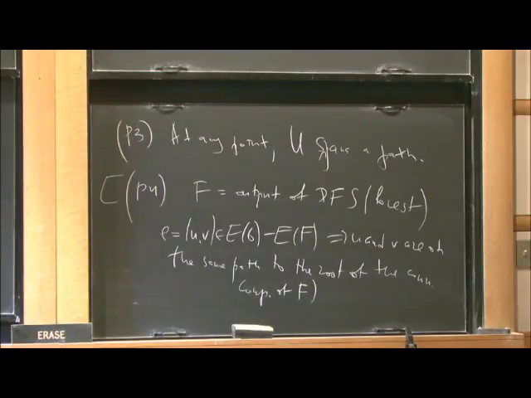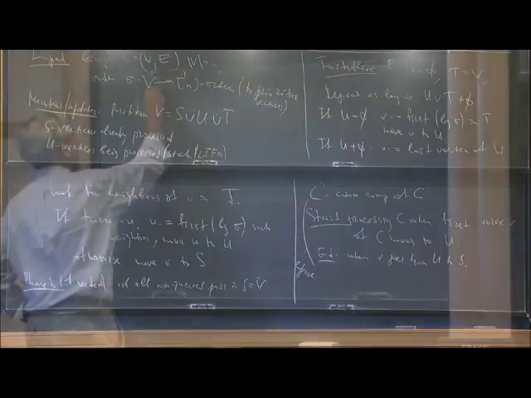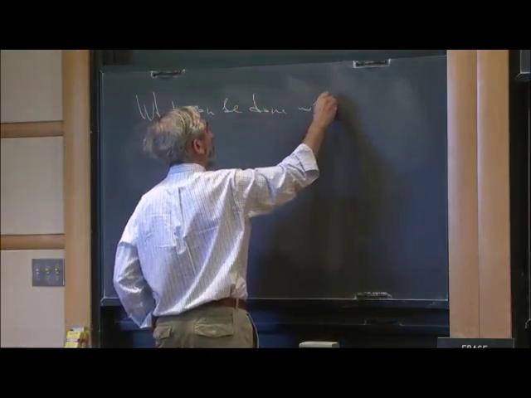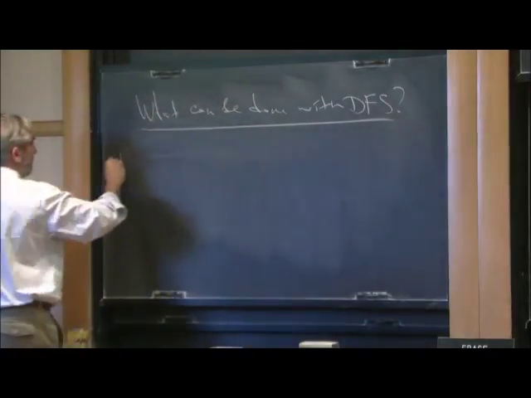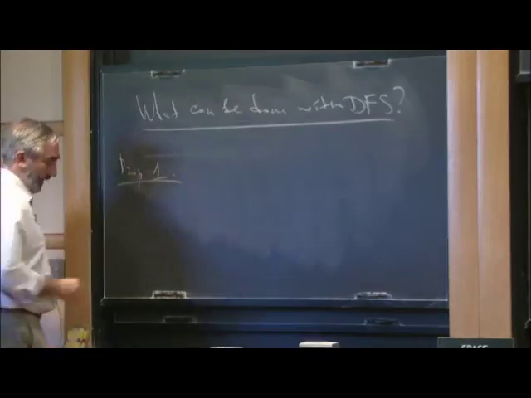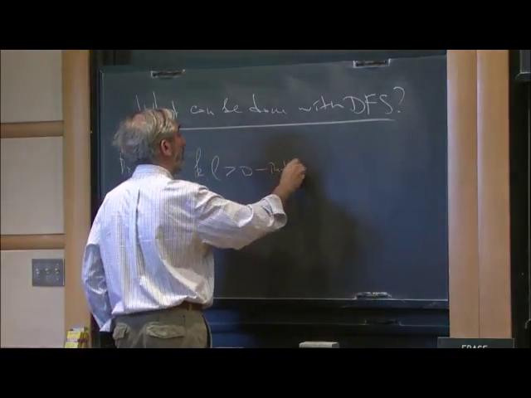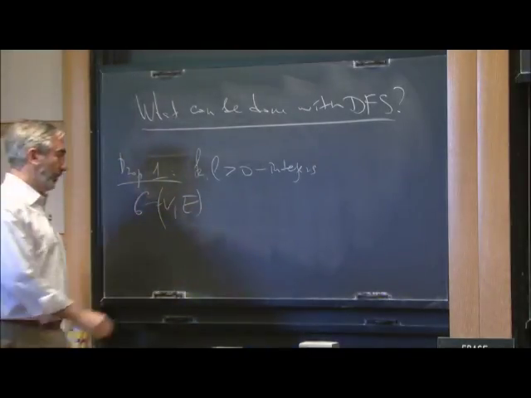So now let's see what we can derive from it. And it turns out that in terms of finding long paths, there are a lot of nice tools and results you can derive from this simple description. What can be done with DFS? So here's the first proposition. Proposition 1. Suppose we have two positive integers, k and l. And suppose we have a graph G, which has the following property.